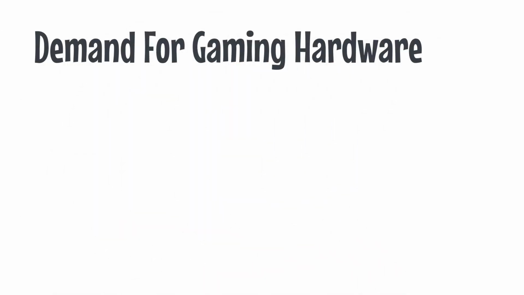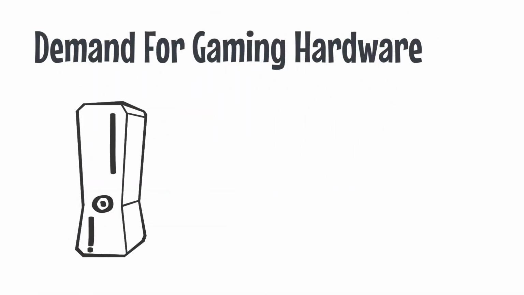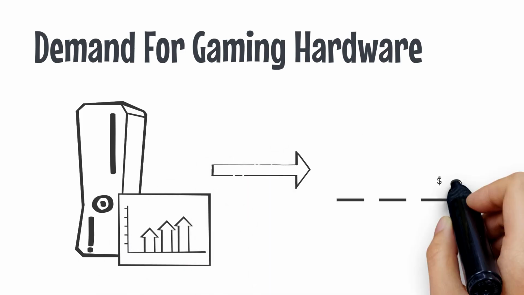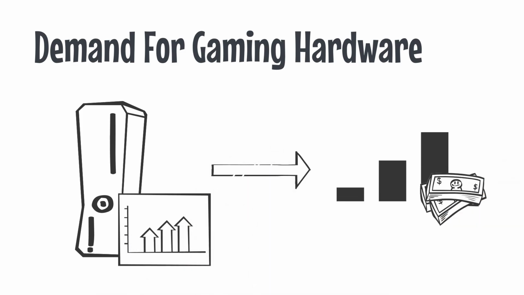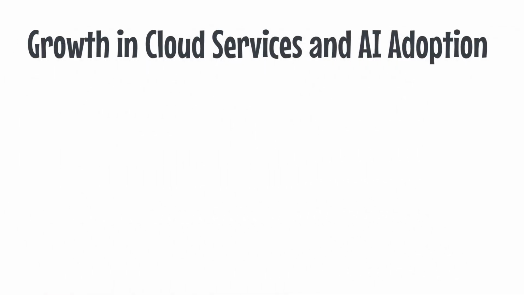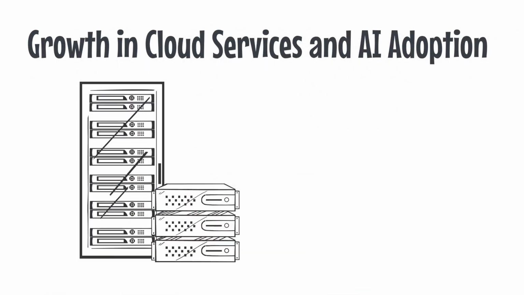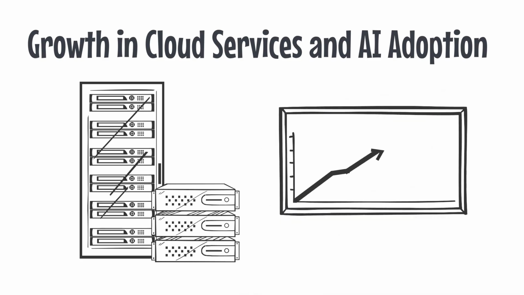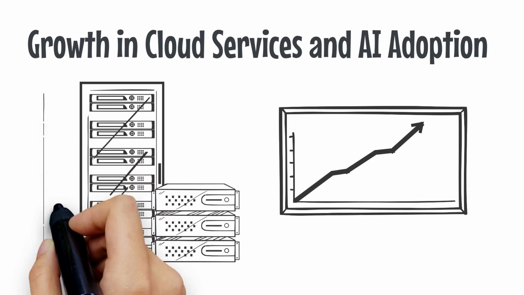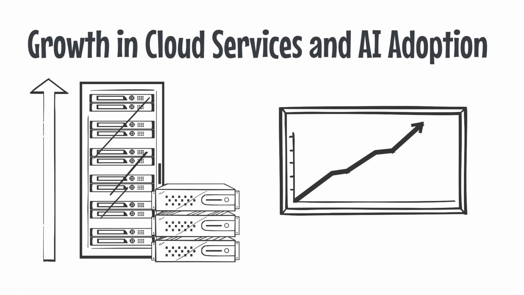Demand for gaming hardware. Trends in gaming PC and console sales are useful to watch. More game hardware sales often mean higher Nvidia chip sales. Growth in cloud services and AI adoption. The number of new data centers or AI projects hints at Nvidia's data center business. If cloud spending and AI projects are booming, demand for Nvidia's server GPUs likely rises.